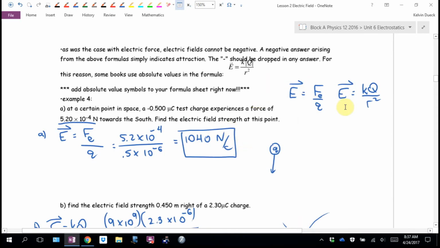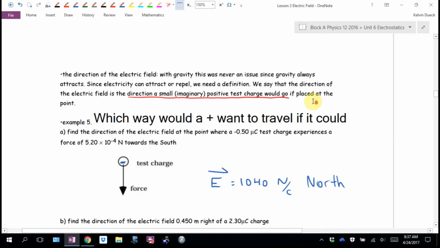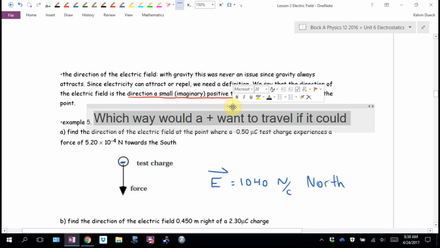We said that we don't put the negative or positive in. Instead, we have to define the direction, and we're going to define the direction of an electric field by saying, which way would a positive charge sitting at that location want to travel if it could? A tiny positive test charge.